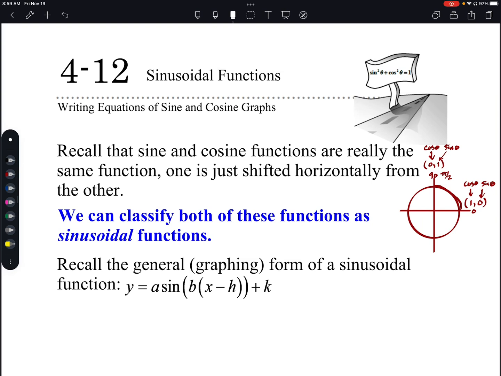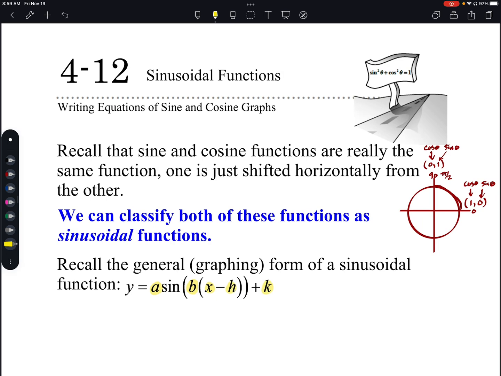All right, so it says we can classify both of these functions as sinusoidal functions. Okay, so it's just a big fancy word that's kind of representing all of them. So recall the general graphing form of a sinusoidal function as y is equal to a times the sine of b times the quantity of x minus h, plus k.